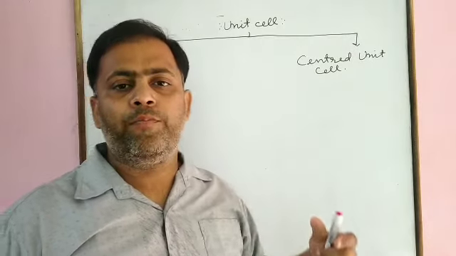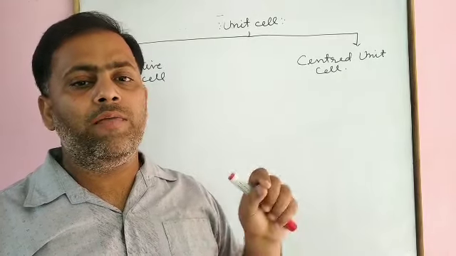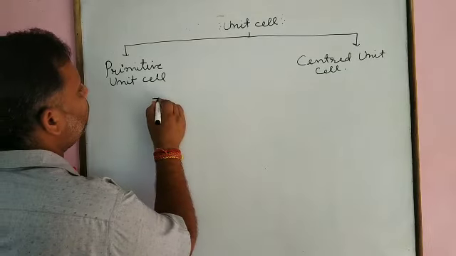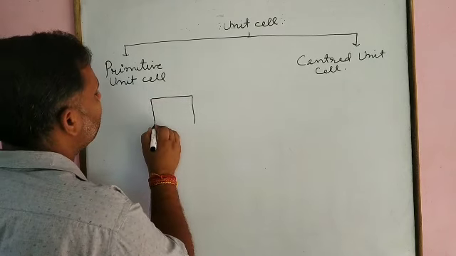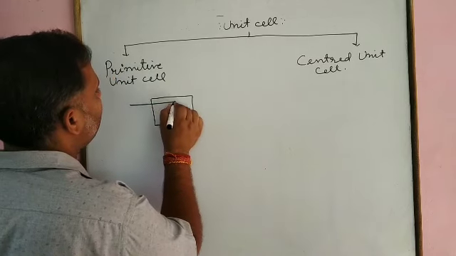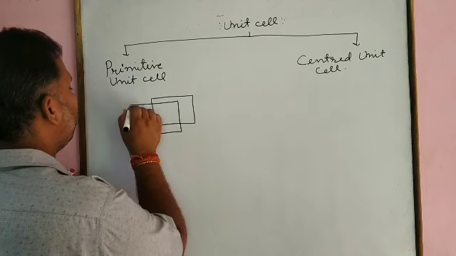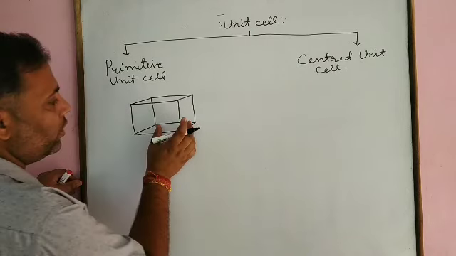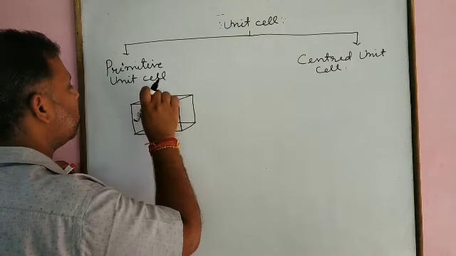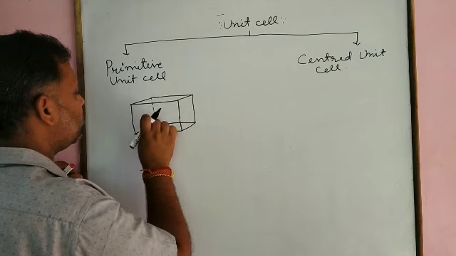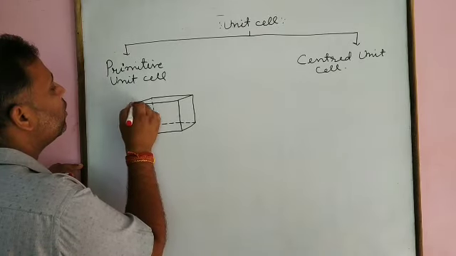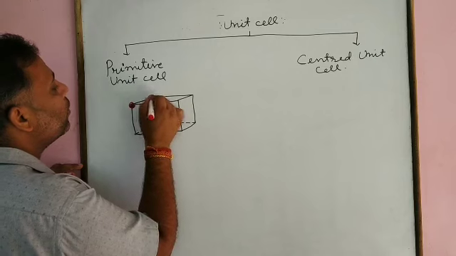In primitive unit cell, the atoms are present only at the corners of the cube. Let us represent it. If this represents the unit cell, then in this type of unit cell, the atoms are only present at the corners. I am going to represent a 3D figure on the board. It will be somewhat difficult for you to understand, but I will try my best. This dotted line represents the line in the backward side.